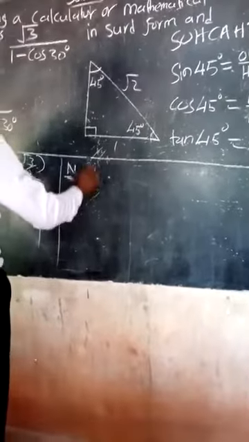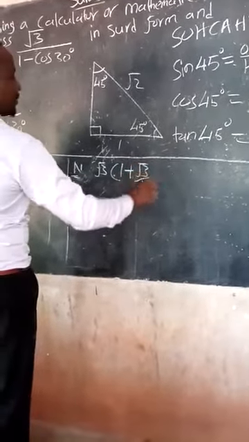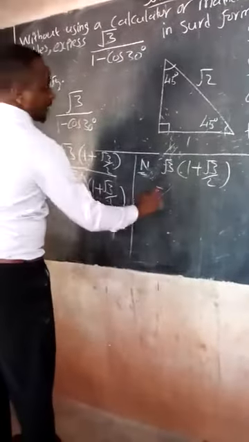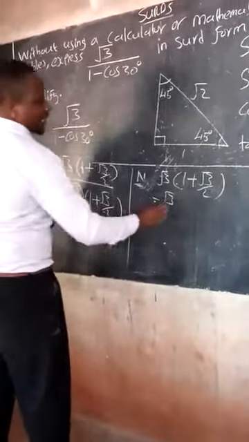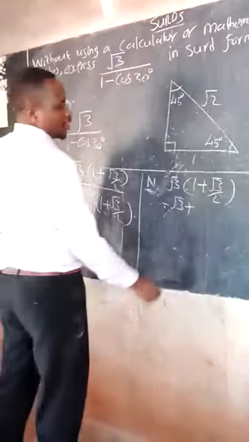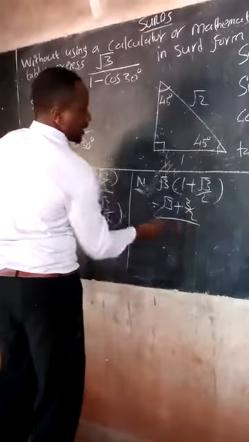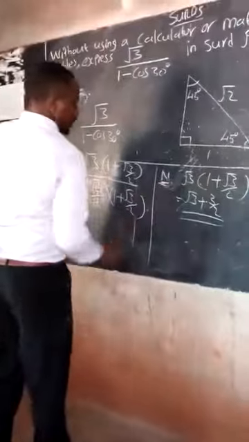This numerator shall have root 3 multiplied by 1 plus root 3 over 2. Let's multiply them out. So it is root 3 times 1, root 3, then plus root 3 times root 3, it is 3 over 2. So it will be 3 over 2. That is the answer for the numerator. Let's go to the denominator.